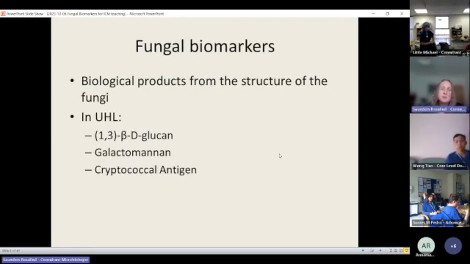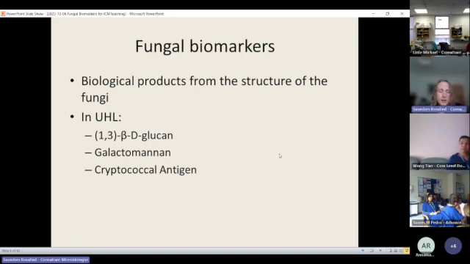At its simplest, fungal biomarkers is a general term. It's a bit like saying to somebody, do some blood tests. We need to be a little bit more precise in what we talk about, but they are biological products from the structure of the fungus, often the cell wall, and they leach or dissolve into different body components where we can measure and detect them.